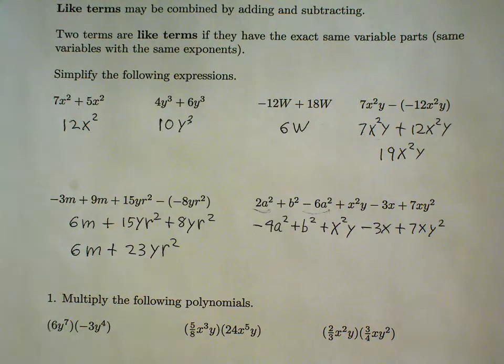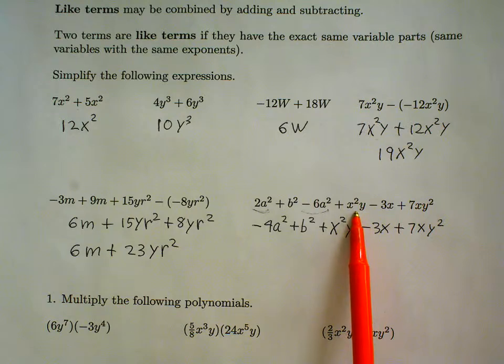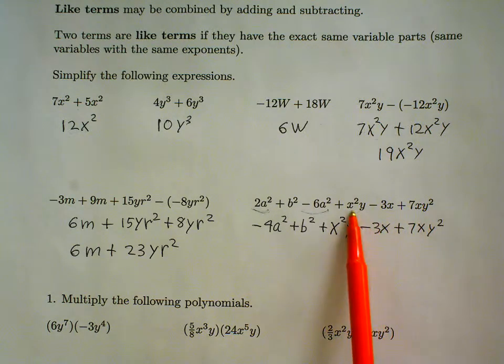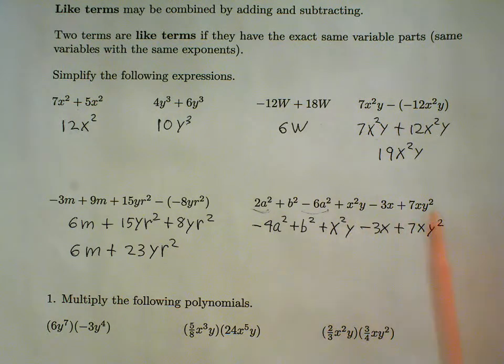Sometimes, when you have the same variables but with different exponents, people will mistakenly combine them, but you have to make sure that the exponents are the same. If they are not the same, they are not like terms.